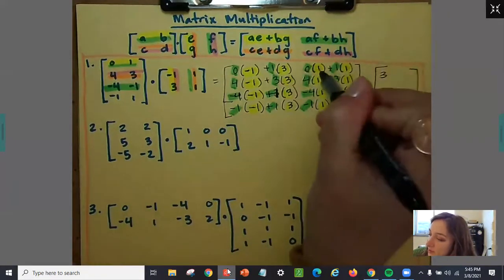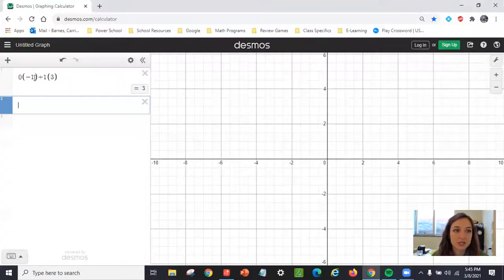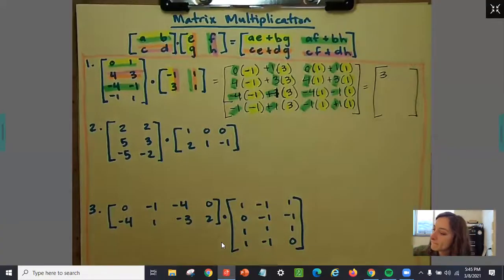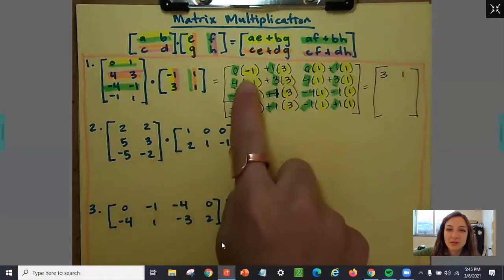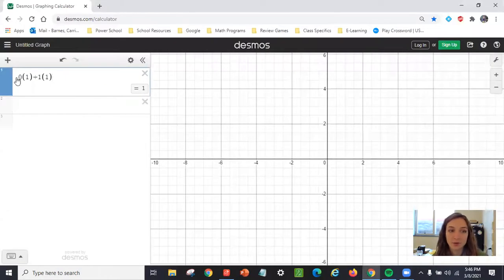Then we're going to type in the second one, and notice all I need to do is change the numbers on the inside of the parentheses. So let's go back, and I'm going to change these to ones. We're going to get 1, so let's get 1 over here. Now as we go down, I see that we're using the same numbers on the inside of the parentheses, but just different numbers on the outside. So let's go back, and we're going to change this to 4 times -1, and then 3 times 3. Okay, so we're going to get 5.